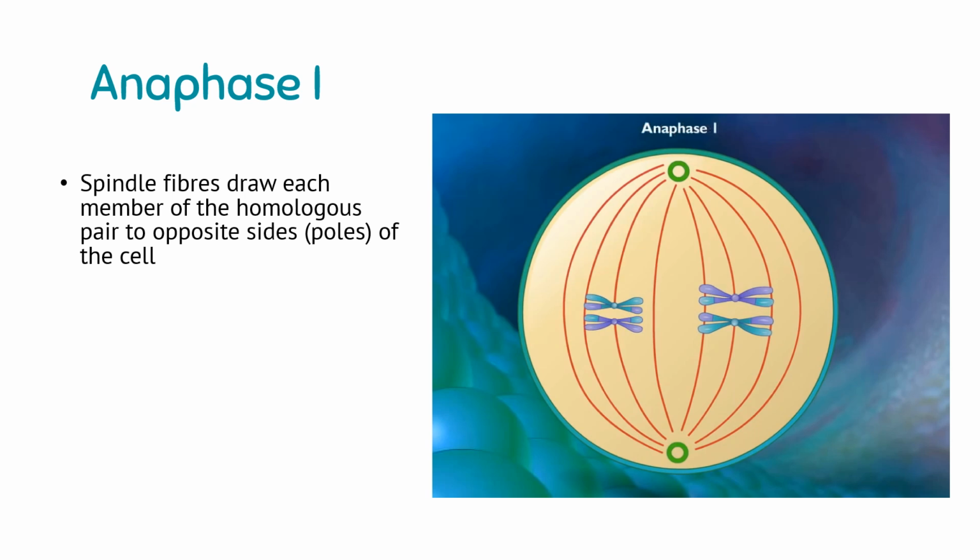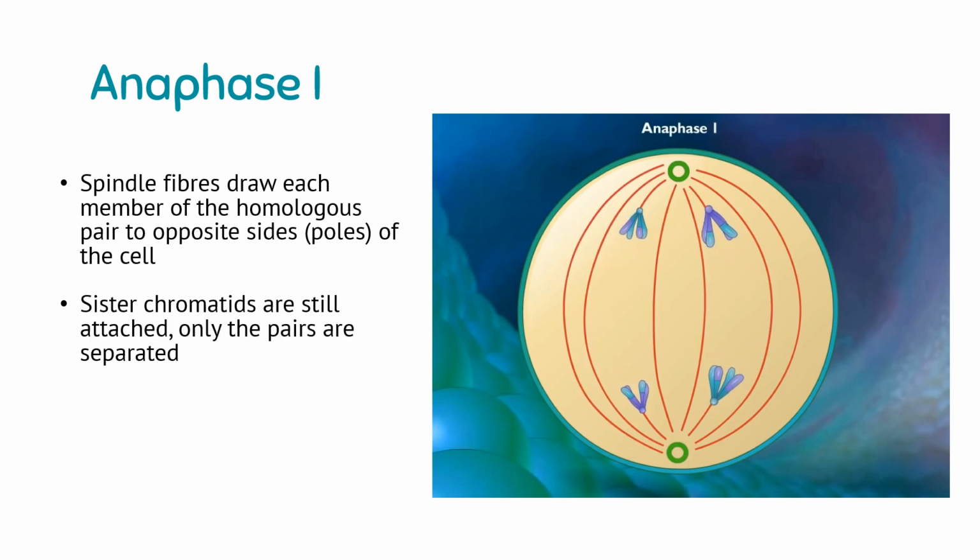So the spindle fibers draw each member of the homologous pairs to opposite ends or opposite poles of the cell. It's important to note that for each chromosome over here, they're still sister chromatids. And so only the pairs are separated. The sister chromatids are still attached to each other.